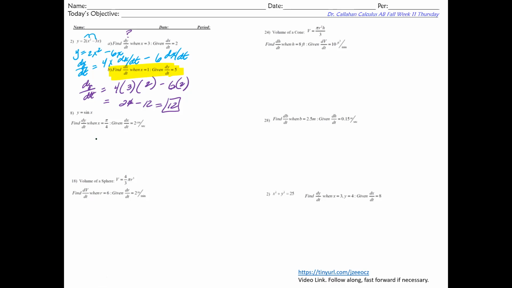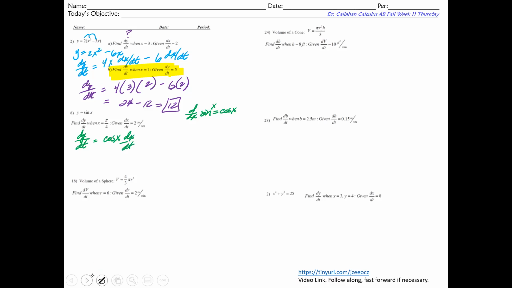Okay, so number 8, you're now throwing in trig functions, with the derivative of trig. It says find dy over dt when x equals pi over 4, given that dx over dt is 2 centimeters per second. So the derivative of y is just dy over dt. Now remember, the derivative of sine x is cosine x. So this is just going to be cosine x dx over dt.